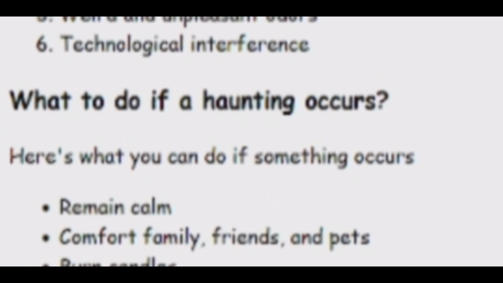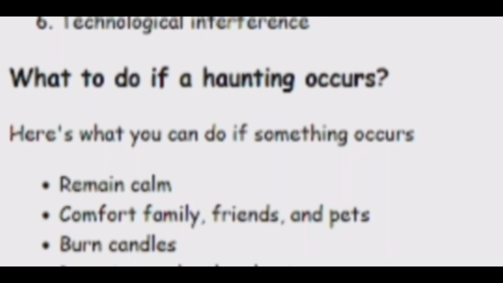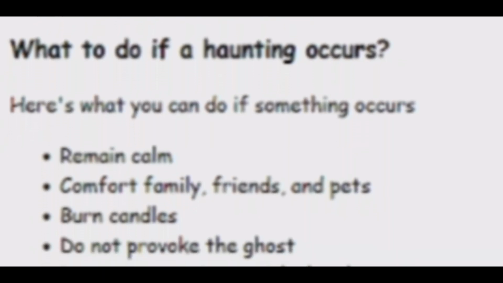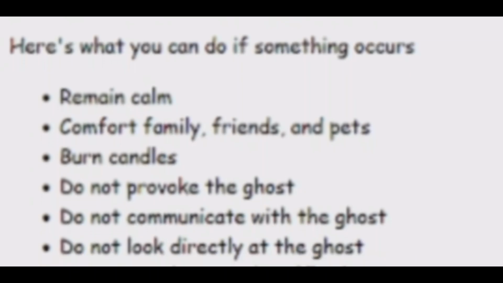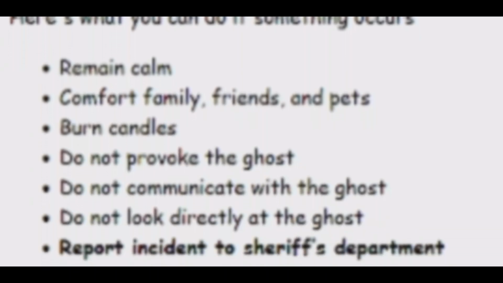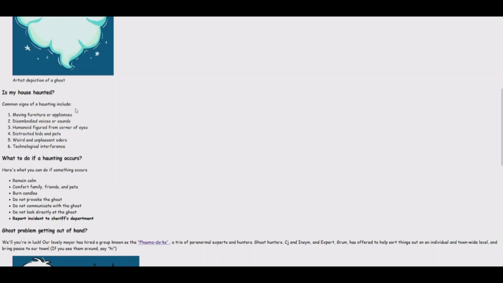What to do if a haunting occurs. Here's what you can do if something occurs. Remain calm, comfort family, friends, and pets, burn candles, do not provoke the ghost, do not communicate with the ghost, do not look directly at the ghost, report incident to sheriff's department. And as you can see, they tell you how to make a numbered list, but then also an unnumbered list. Ordered list and unordered list. That's how I like to remember it.